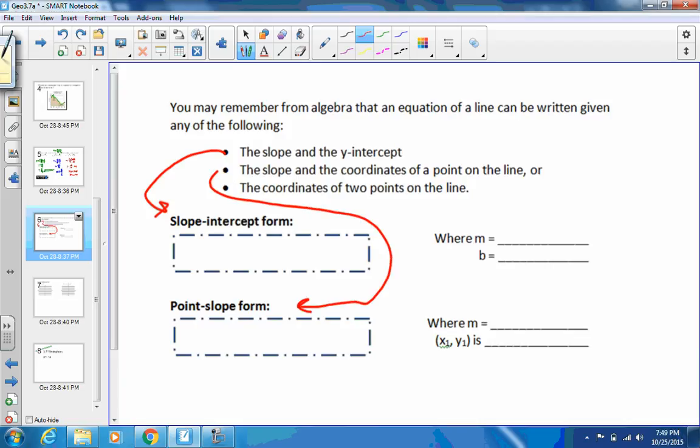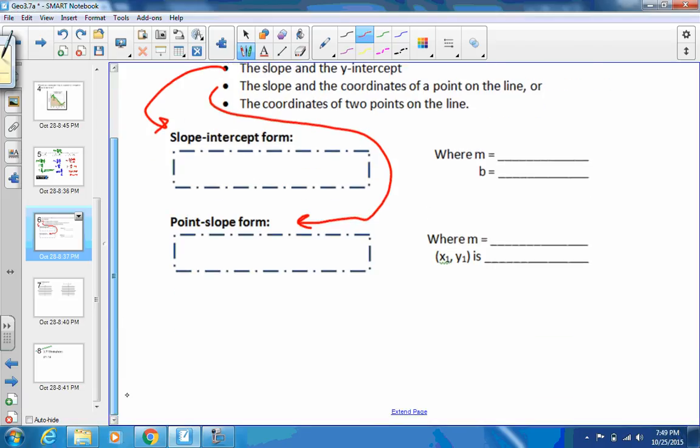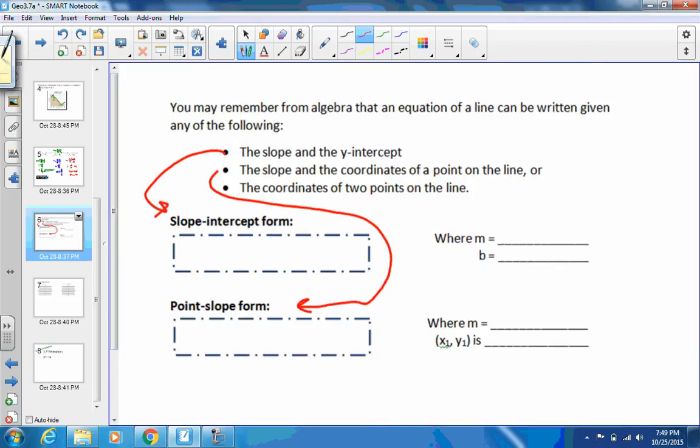You can also have the coordinates of 2 points on a line and make the equation of a line from that. You can put it into either form. But we're going to just refresh our memory on these 2 main forms of equations of a line, and these are going to be the only ones you're really going to be using. You may use one more called standard form from time to time.